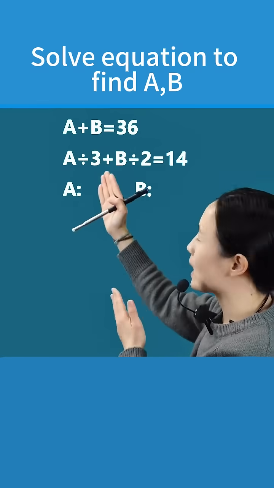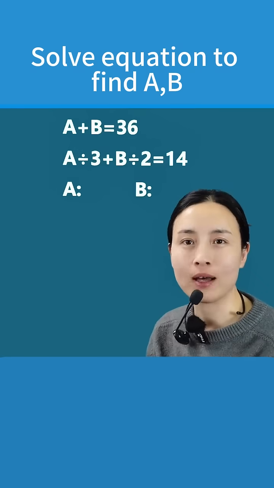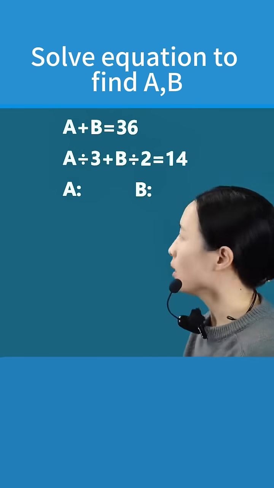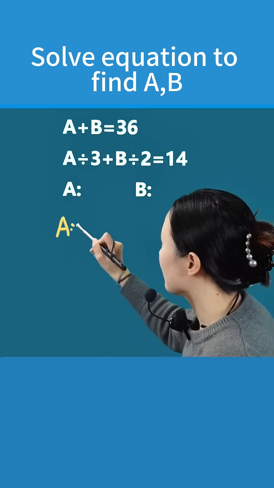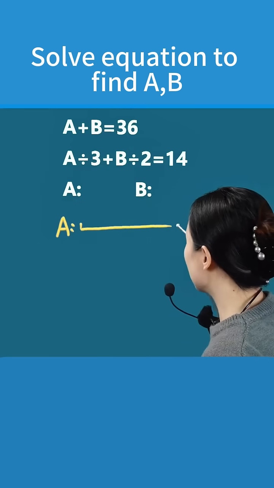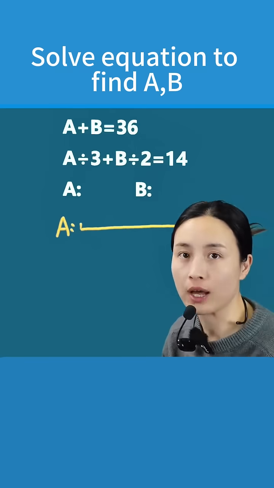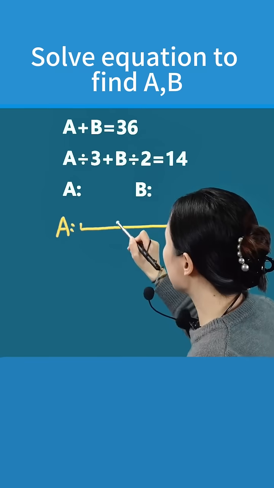Look, A divided by 3. When you see division, what comes to mind? Right, it's equal division. So here, why don't we represent the value A as a simple line segment like this? Now, let's imagine dividing it into 3 equal parts. That's 1 part, 2 parts, and 3 parts.